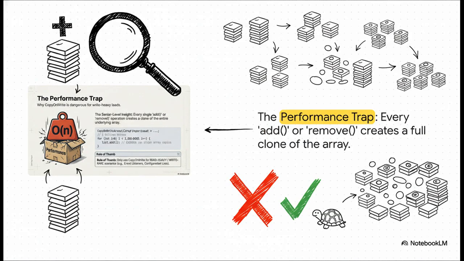But that safety comes at a huge, huge price. This is the performance chop you have to watch out for. Every single time you call add or remove on a CopyOnWriteArrayList, it creates a full clone of the entire array. So if you have a list with 1 million items and you just add one more, you just copied 1 million items. The rule of thumb here is super clear. Only use this when you are reading way, way more than you are writing.